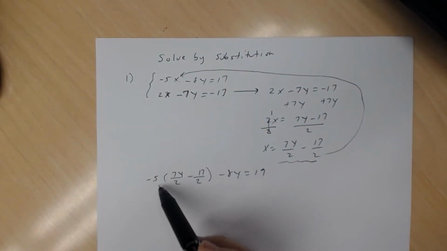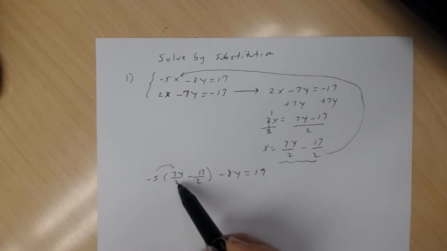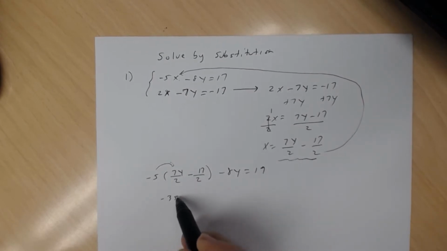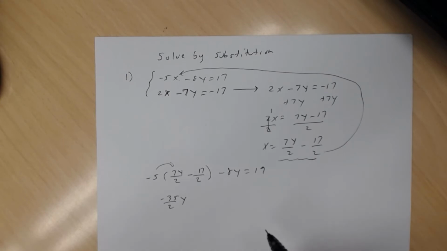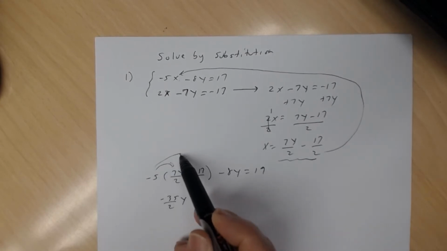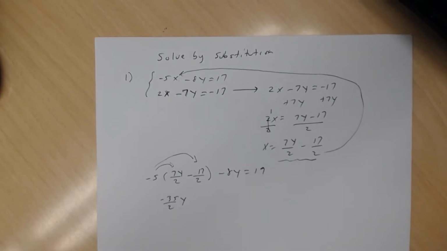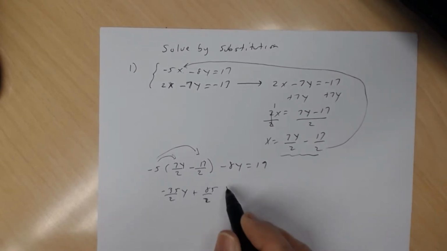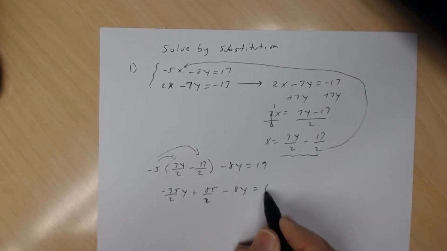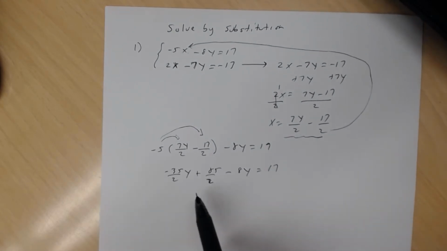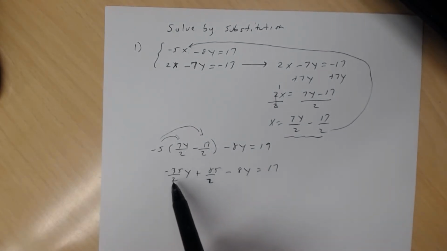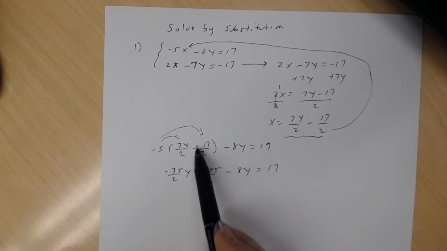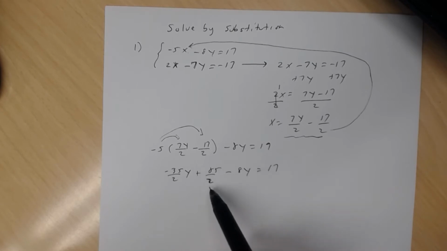All right, so let's distribute. -5 times 7y divided by 2 is a -35 halves y, so -35y divided by 2. A -5 times a -17, let's see, 17 times 5 is a positive 85 halves. That's what I get. Minus 8y equals 17. So that's what I have. So when I distribute the -5, I get -5 times 7y is -35 halves. And -5 times a -17 is a positive 85 halves.